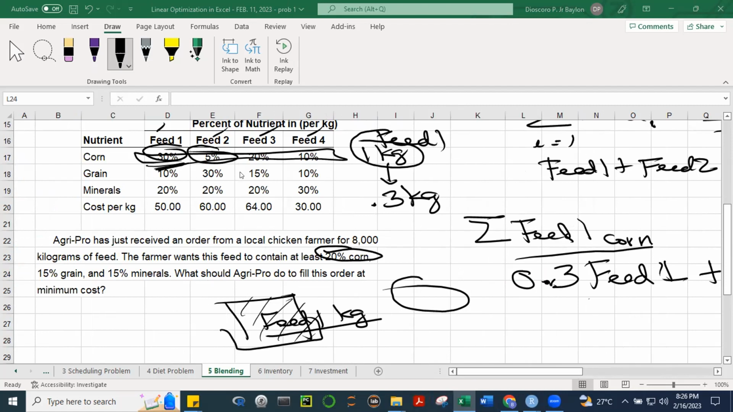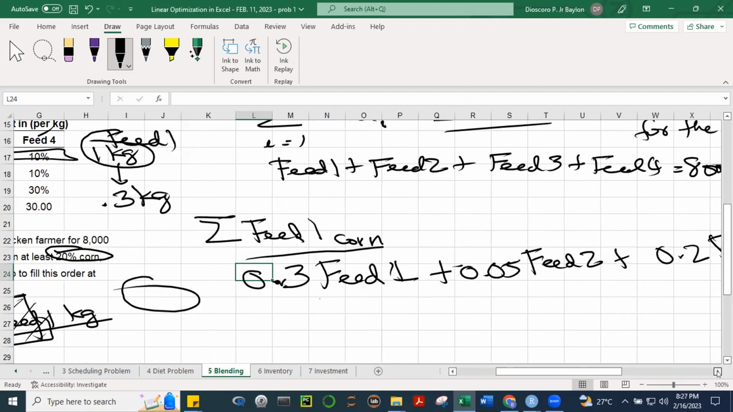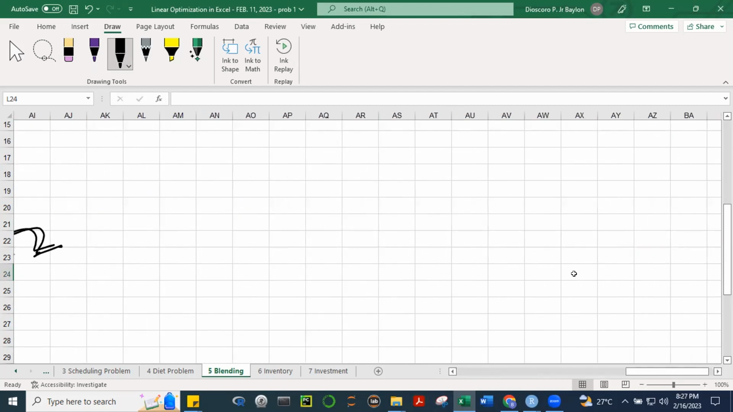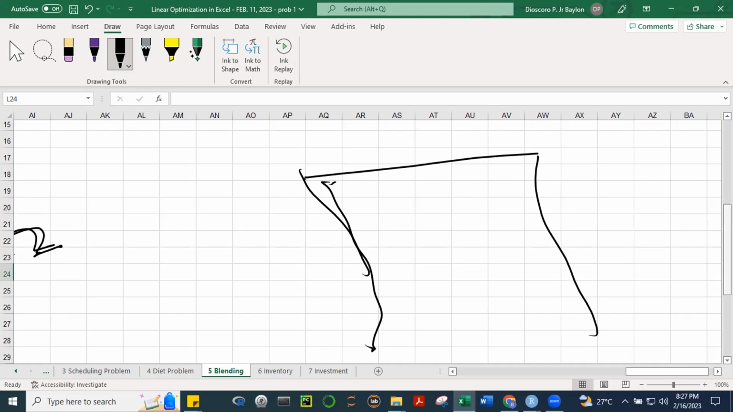So, the problem says that corn will be coming from feed 1, feed 2, feed 3, feed 4, right? Tama? So, we're going to mix. Okay, drawing na natin. We will now have a mix. We will now have this. This is the product. This is the final product.